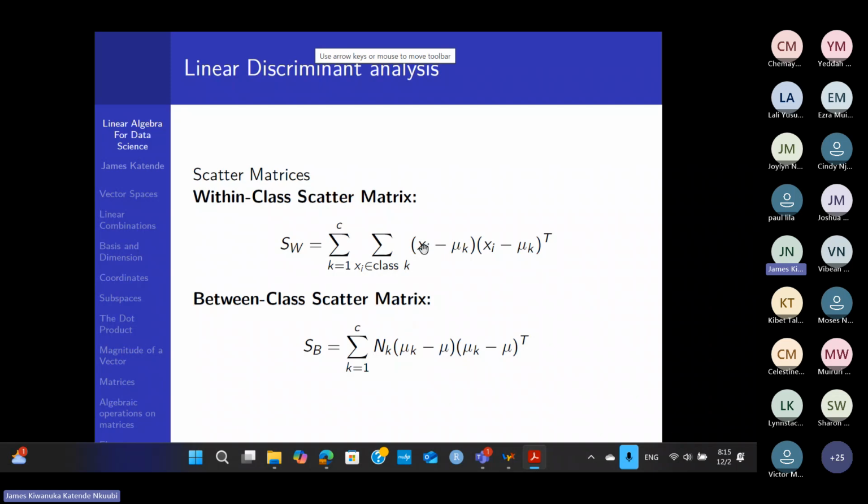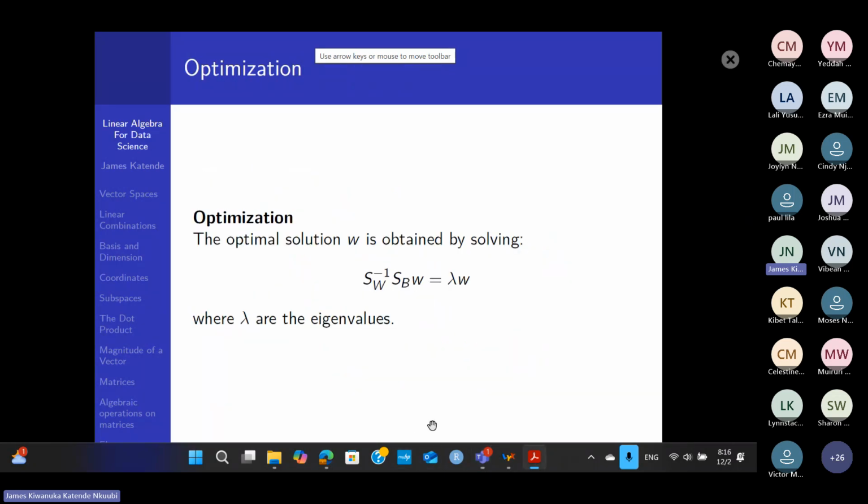But you can see these are all vectors. Xi is a vector. Mu k is a vector consisting of the means. But we'll do a 2-dimensional case so that it can be clearer. I don't have it ready now.